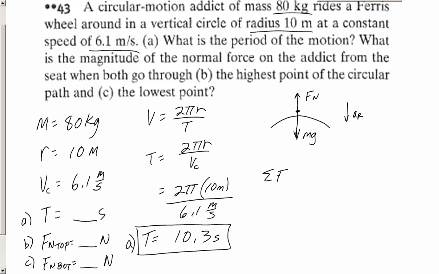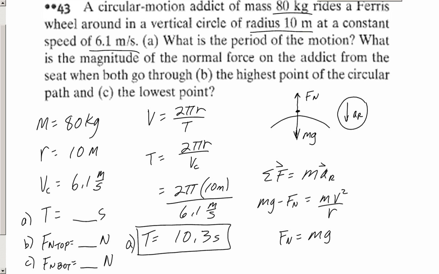Okay, so sum of the forces equals m a radial. The sum of those forces, using this as the direction of the acceleration toward the center of the circle, you would get mg minus Fn equals mv squared over r. And what they want us to calculate then is the normal force itself. So Fn would simply be mg minus mv squared over r. Did I do that right? Okay, so that looks good.